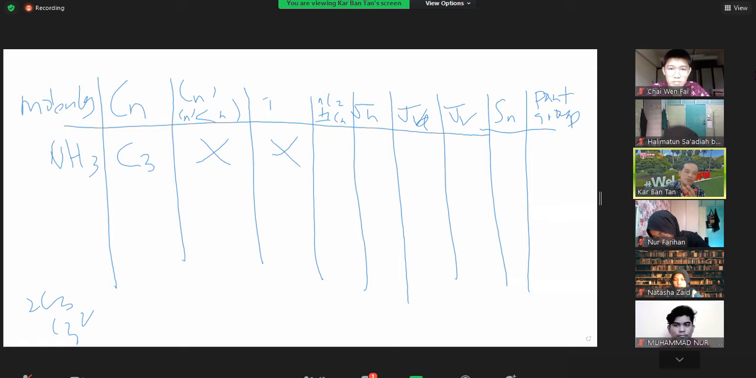Okay, next. You have C2 perpendicular to your Cn. That means, could you find another C2 perpendicular to C3? Because the Cn is C3 in this case, so you will not have. Next, would you have sigma H?